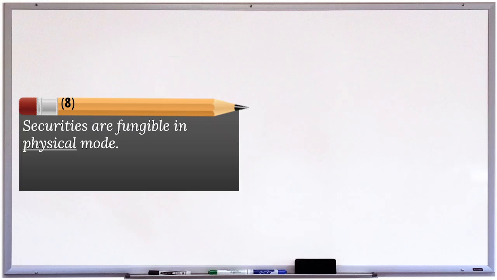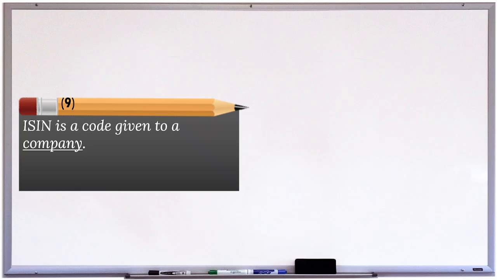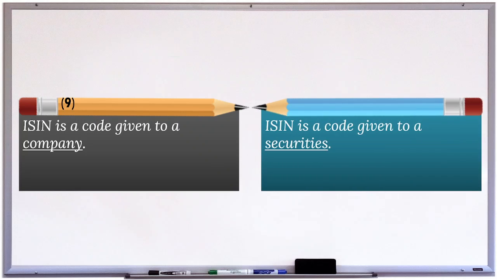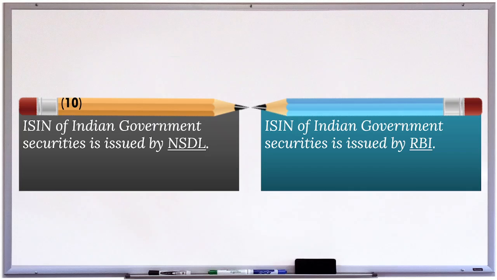8. Securities are fungible in physical mode. Answer. Securities are fungible in electronic mode. 9. ISIN is a code given to a company. Answer. ISIN is a code given to a security. 10. ISIN of Indian government securities is issued by NSDL. Answer. ISIN of Indian government securities is issued by RBI.